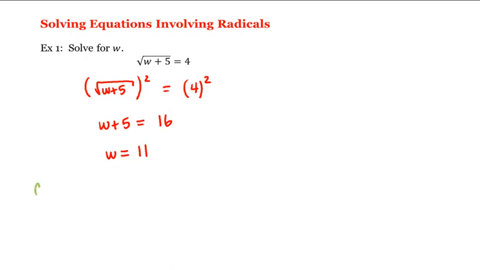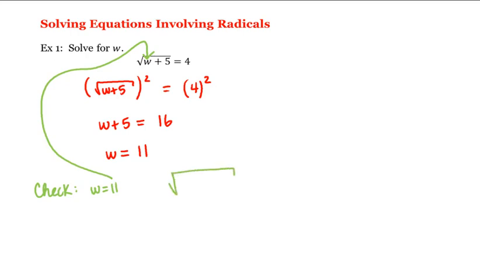But remember, we have to check our answer. That is, we need to plug in w equal to 11 into our original equation before we squared both sides to see if the equation is satisfied. So the question is, is the square root of 11 plus 5 equal to 4? Or is the square root of 16 equal to 4? And it is. Therefore, w equal to 11 works and is our answer.